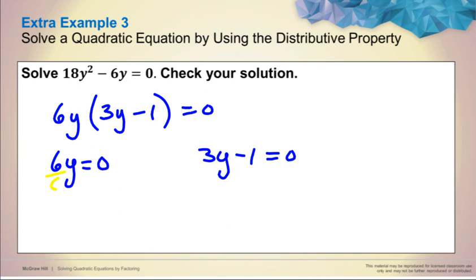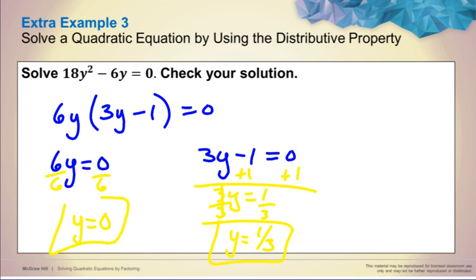To get y by itself, I divide by 6. Then I'm left with y equaling 0. Here, I add 1 first, and I have 3y equaling 1. Then divide by 3, y would equal 1/3. So I would have two solutions. That means it crosses the x-axis 2 times on a coordinate plane.